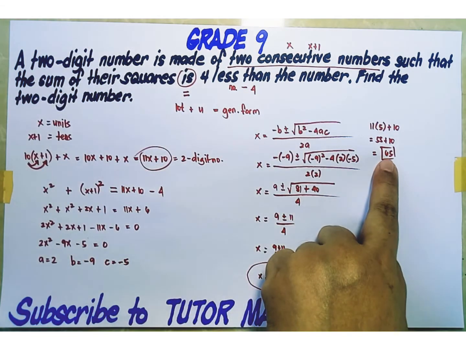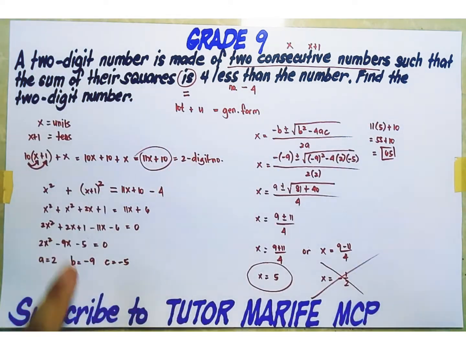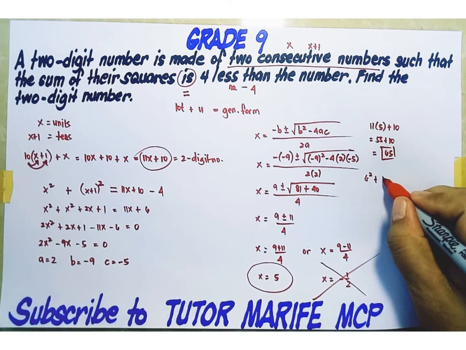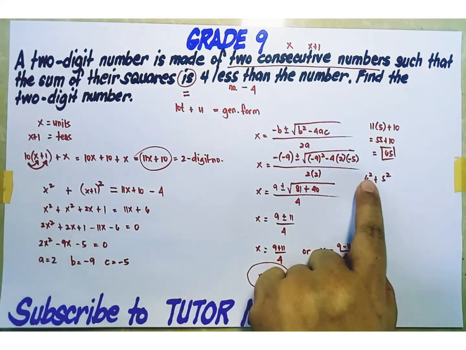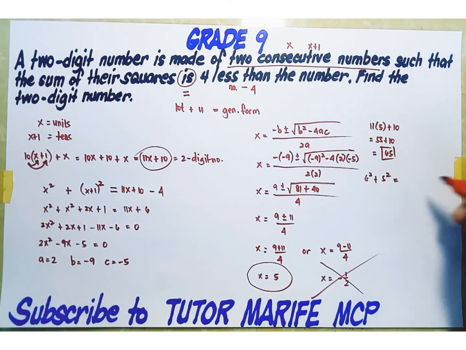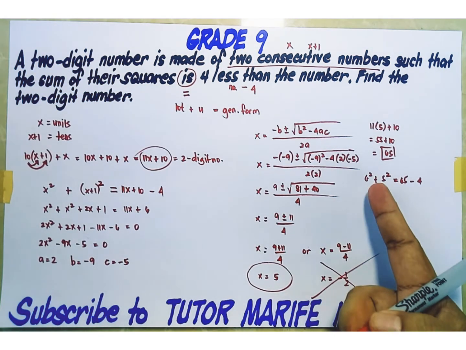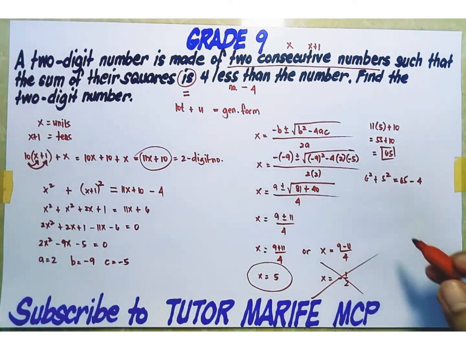Let's see if this answer satisfies the given statement. The sum of their squares. So let's square 6 and square 5. Add them up. Is equal to 4 less than the number. Let's see if both sides become equal.